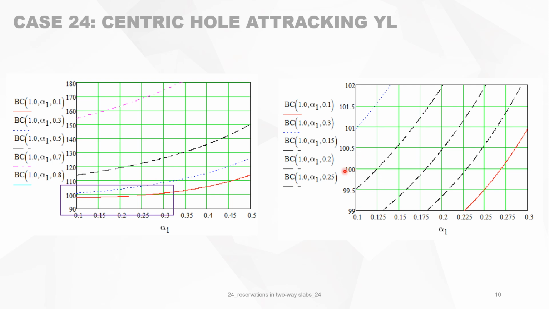Then you will see that for small reservations, the red one is alpha 0.1 and the blue one is 0.3. So we make this element from 0.1 to 0.25. So we have again the blue one and the red one, and in between are those others. So you see that for 100%, it's around here. You have an area where you should be careful.